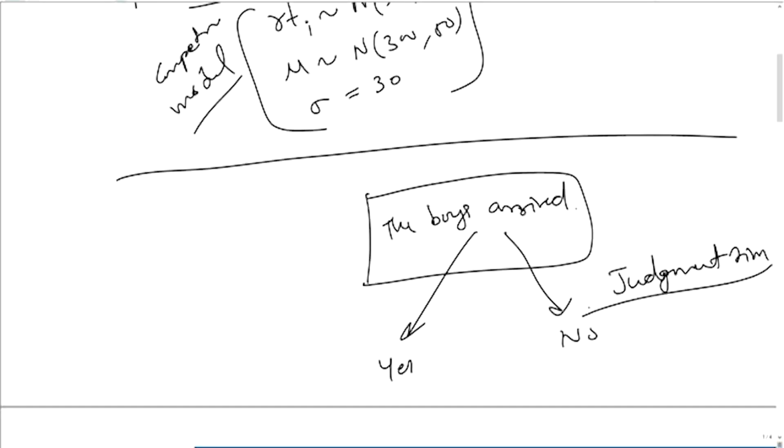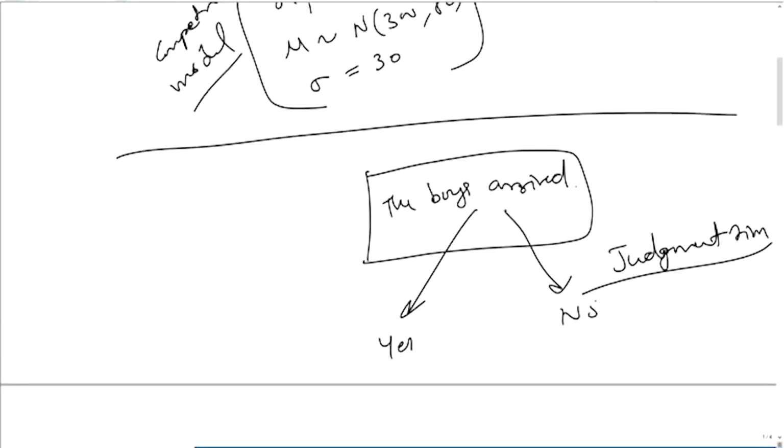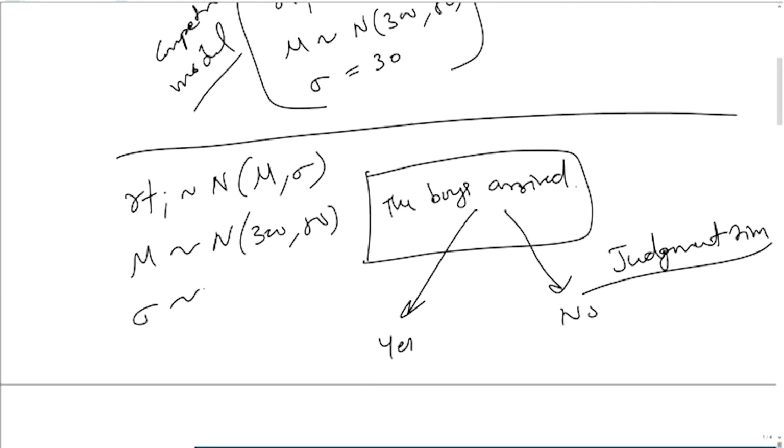Okay, so how fast they make a judgment whether it's an acceptable sentence or not. And we developed a model. We said that RTs probably come from a normal distribution with mean mu, standard deviation sigma, where mu has prior normal 350, sigma has prior truncated normal 0, 50. Okay? So this was our model.